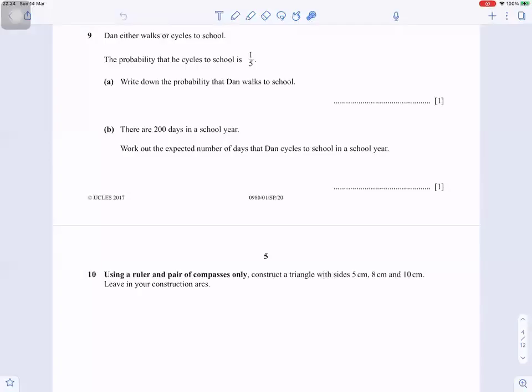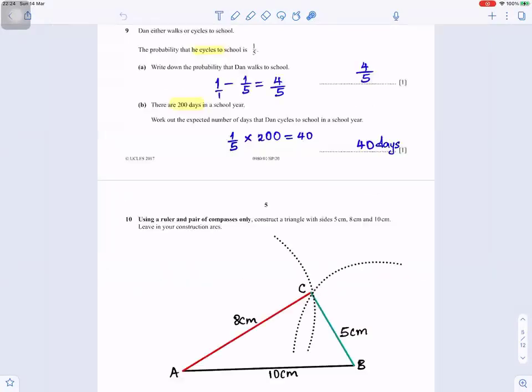So this is question number 9 and question number 10. So question number 9, Dan either walks or cycles to school. The probability that he cycles to school is 1 over 5. Write down the probability that Dan walks to school. The total probability has to equal 1. So walking plus cycling, the probabilities will add up to 1. So it will be 1 minus 1 over 5, which will give you 4 over 5.